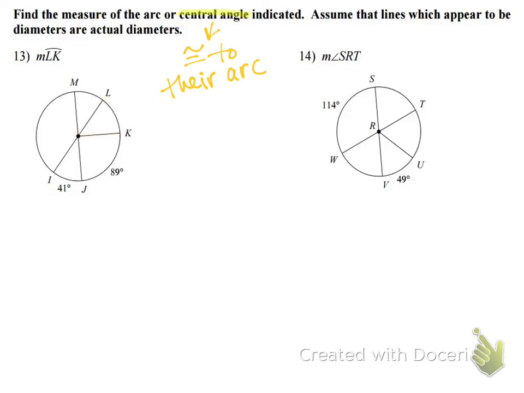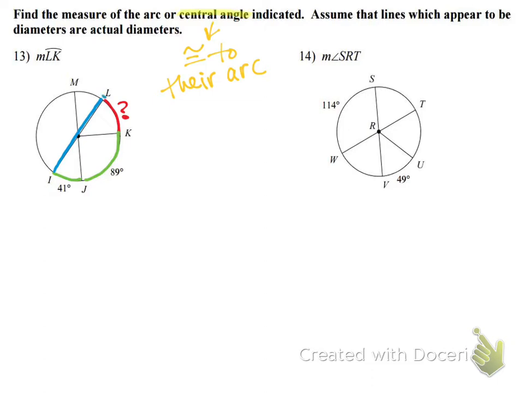It says, assume the lines that appear to be diameters are actually diameters. So let's start with LK. We want to find the measure of this arc. So what is helpful to point out in this picture? Arc IJ and JK, those are important. And then what from there? IJ is 41, JK is 89. What else is important? IL is a semicircle. IL is a diameter, correct, which makes a semicircle.